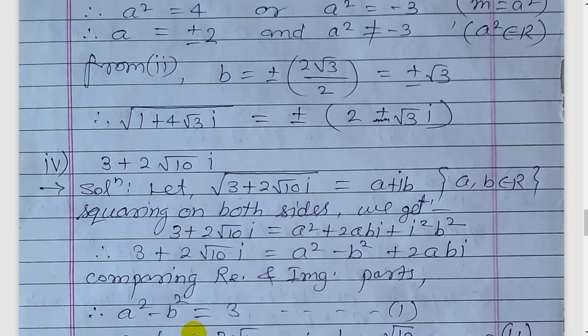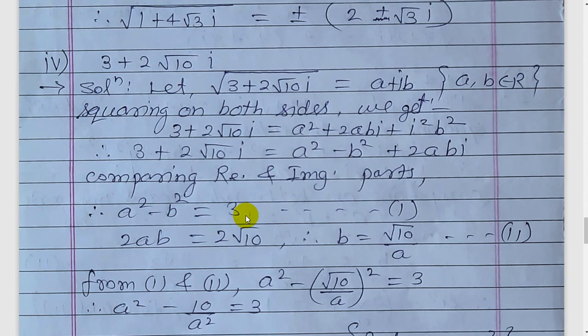Now comparing real and imaginary parts, we get a square minus b square equal to 3, and let it be equation first. 2ab equal to 2 root 10. Therefore, 2 going by 2, so b equals root 10 upon a, and let it be equation second. Now we need to solve equation first and second to find the values of a and b.